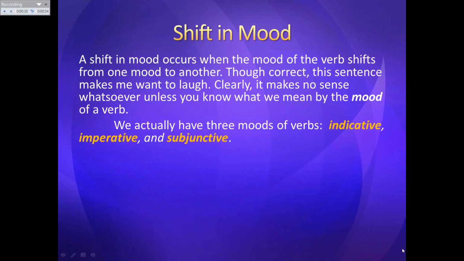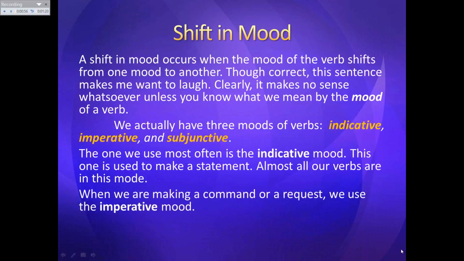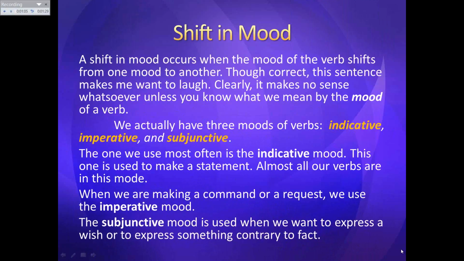So, we actually have three moods of verbs: indicative, imperative, and subjunctive. Now, you may have learned about these in your foreign language studies, but I doubt seriously that you've learned it in an English class. The one we use most often is the indicative mood. This is the one that we use to make a statement. Almost all of our verbs are used in this mode. So, when we're making a command or a request, we use the imperative mood. And then the subjunctive mood is used when we want to express a wish or to express something contrary to fact.